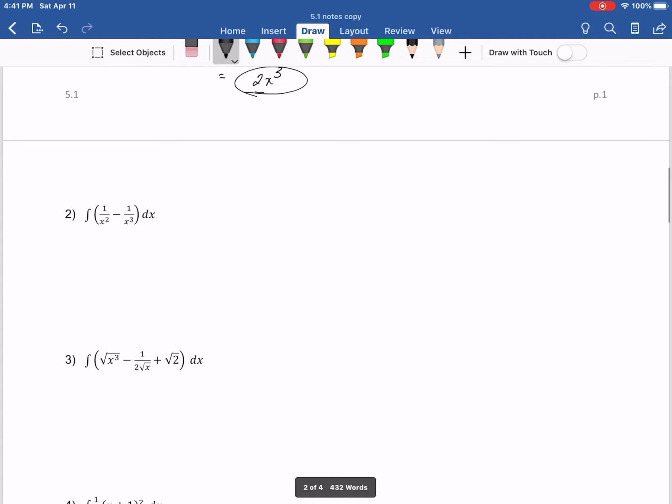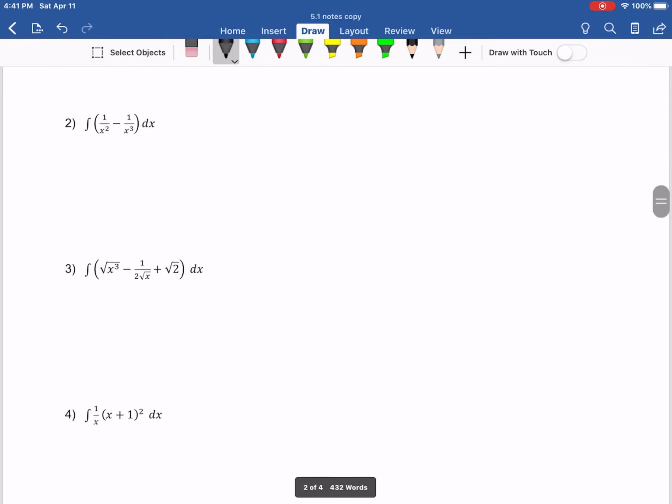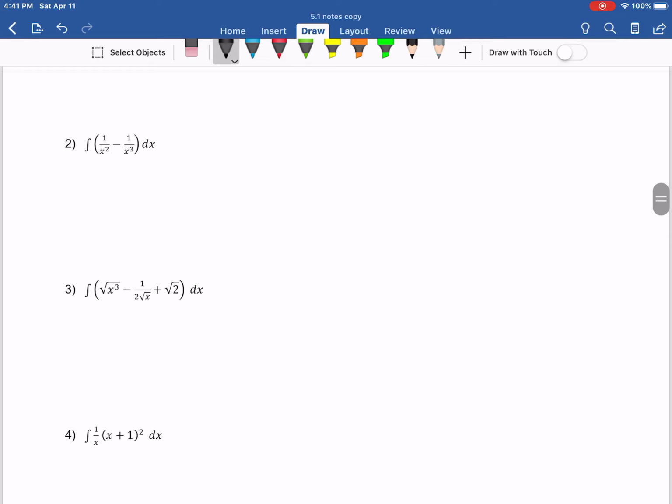All right, so another property of integration that you'll see if you read through those rules in the book is you can take the integral and split it across a plus sign or a minus sign and do separate integrations.